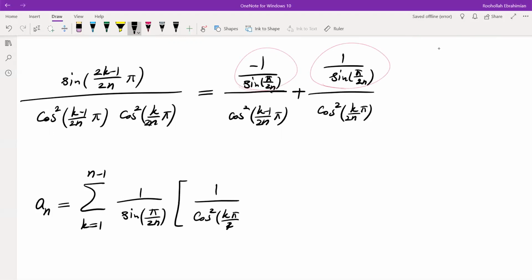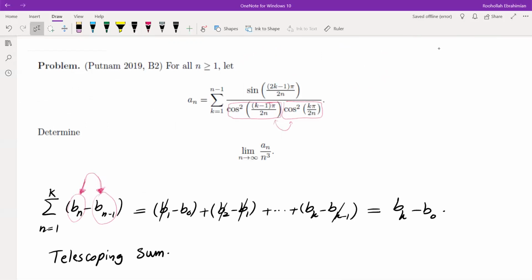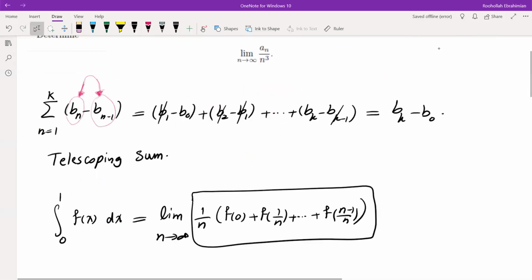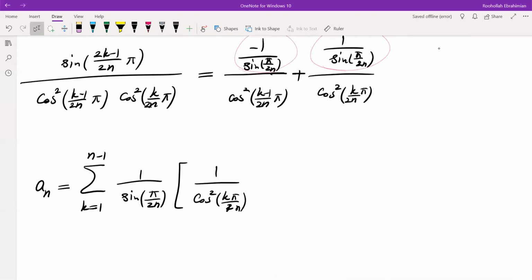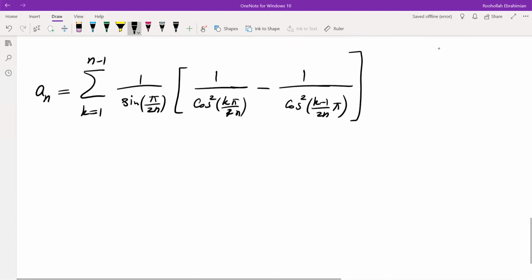I believe it was 2n. Okay, so I guess I get this: 1 over 2n minus 1 over cosine squared of (k minus 1) over 2n times pi, and that's it. So that's the sum.